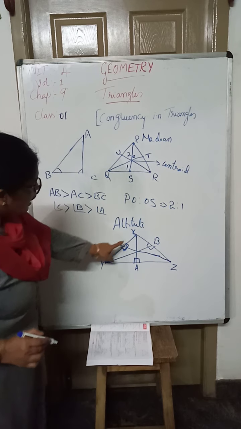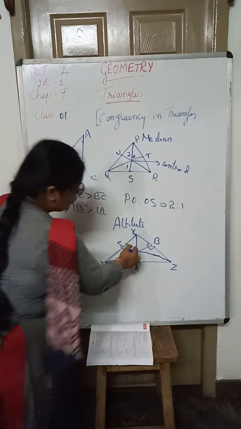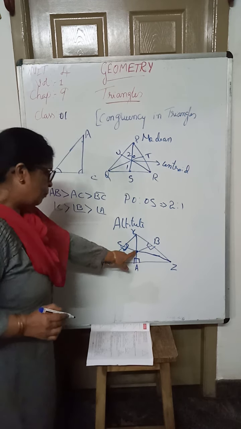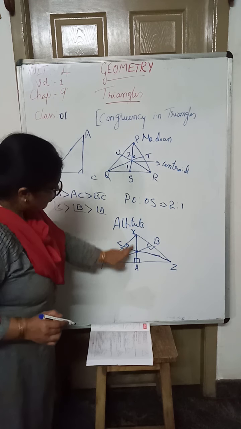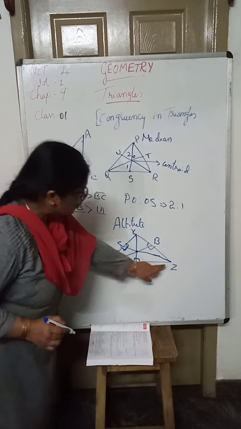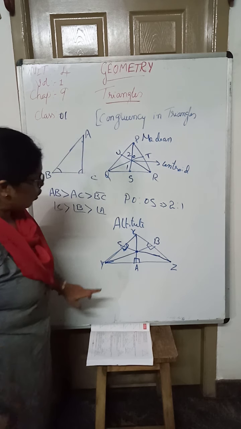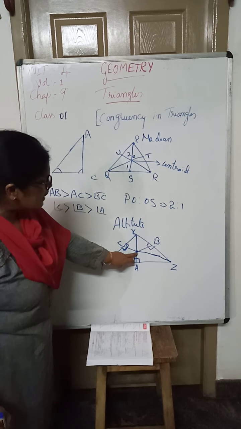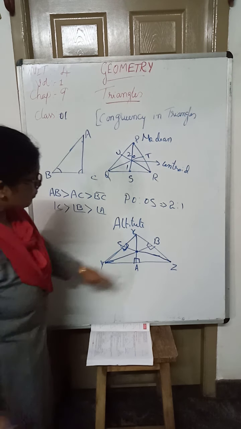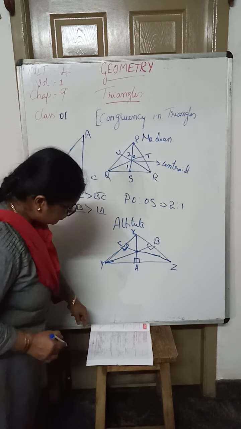Now here we have three altitudes which pass through the same point. That is, XA is one altitude, YB is another altitude, ZC is one more altitude. The three altitudes meet at a point, and this point is said to be the orthocenter.